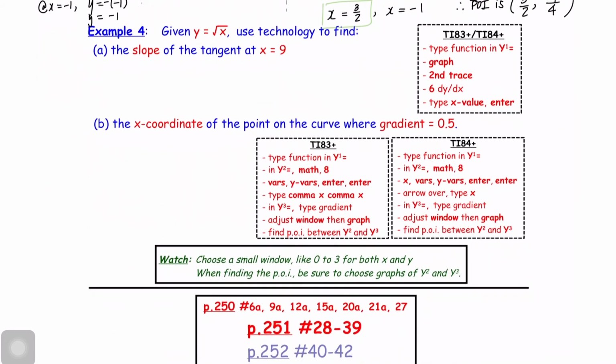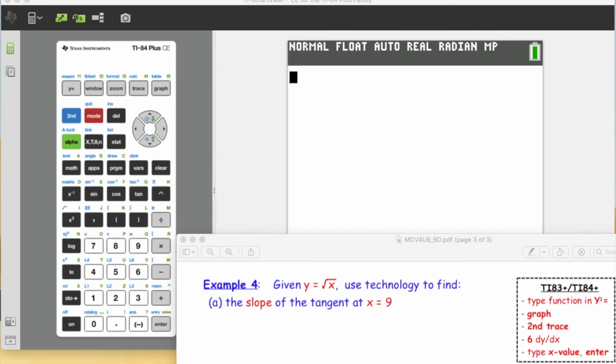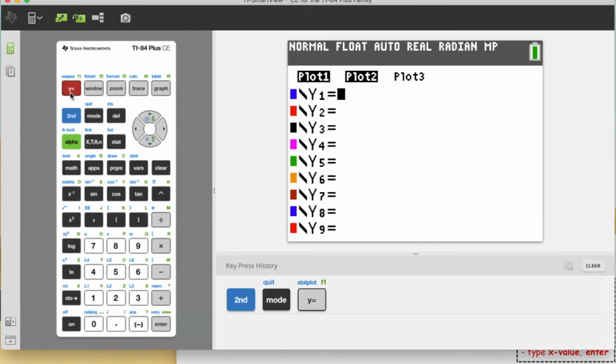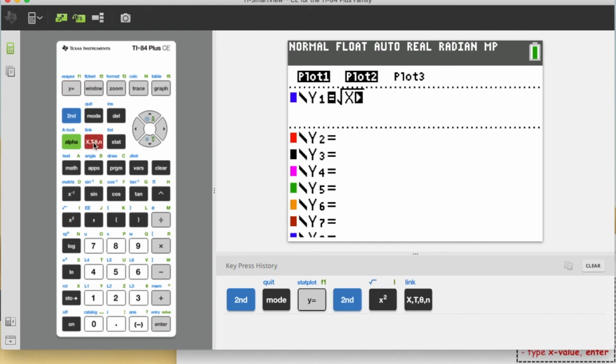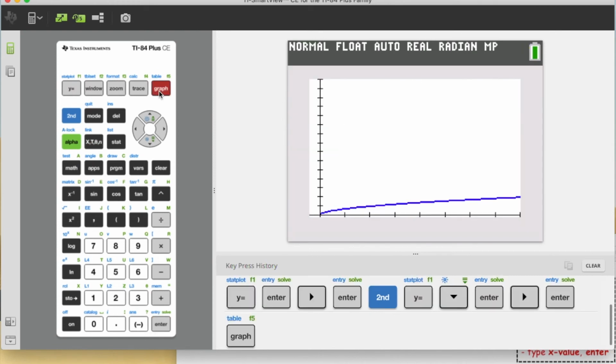All right, so example 4. Given y equals the square root of x, use technology to find the slope of the tangent at x equals 9. So first we can do this by using graphing. If you press y equals on the calculator and enter square root of x into an equation, you can then press graph.